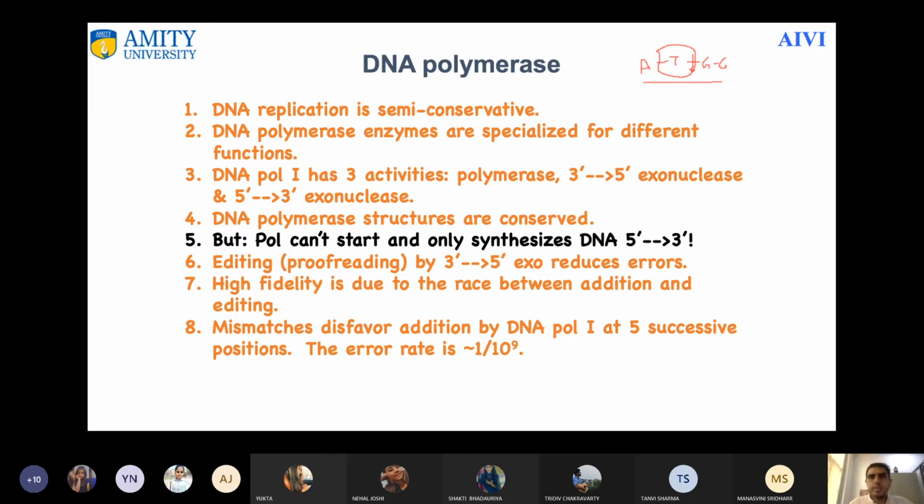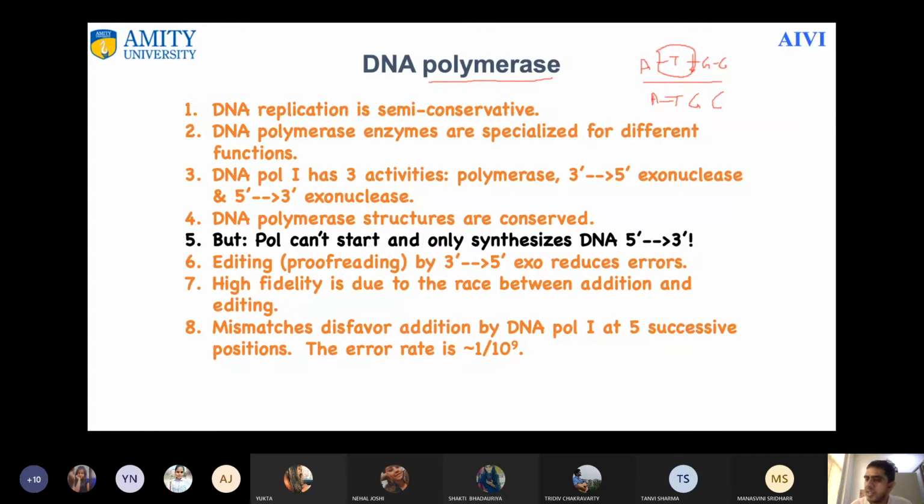Okay, so we are talking about DNA replication. The first thing is that DNA polymerase requires a template strand. If the template strand is not there, it can't synthesize your DNA. Polymerase means polymerization, so it has to polymerize your nucleotides: A, T, G, C, these four nucleotides. The role of DNA polymerase is the formation of a phosphodiester bond between two nucleotides.